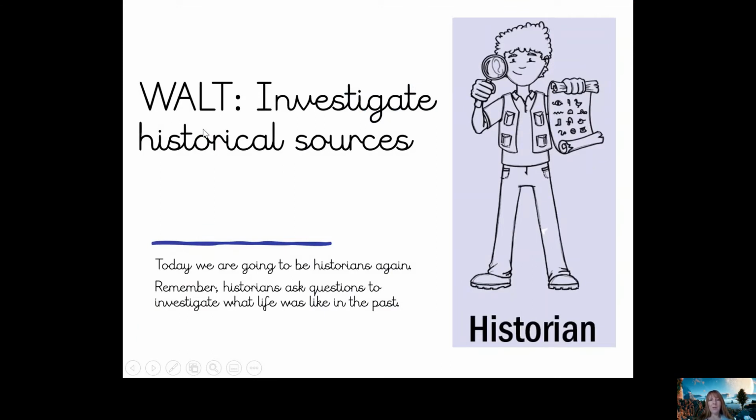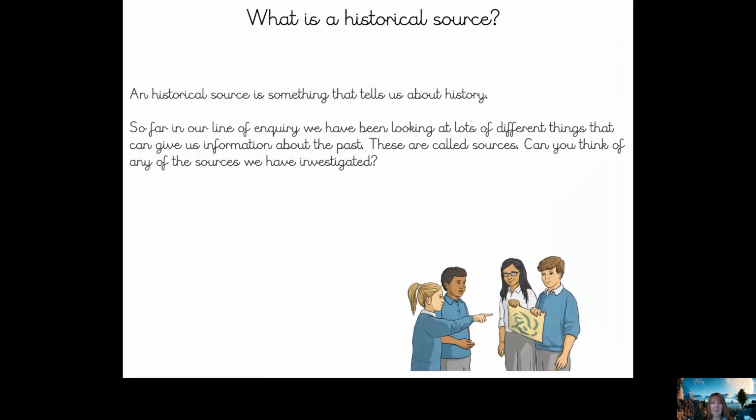Okay, so we are learning to investigate historical sources, and today we're going to be historians again. And remember that historians ask questions to investigate what life was like in the past. So what is a historical source? Well, in our last topic, where does the darkness come from? We were looking at sources, weren't we? But they were light sources. We were thinking about where light started from. And a historical source is something that tells us about history.